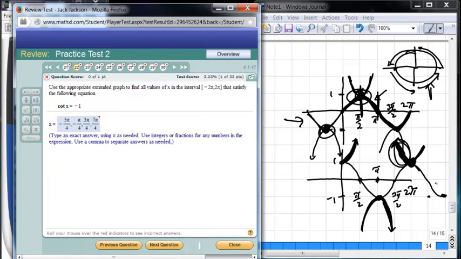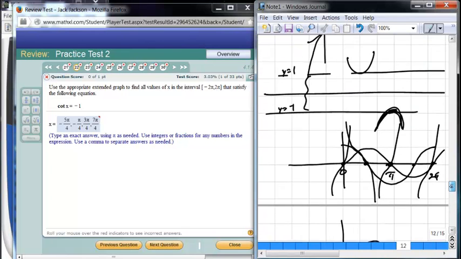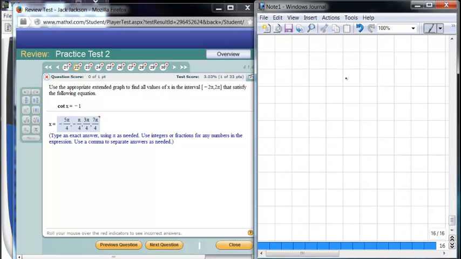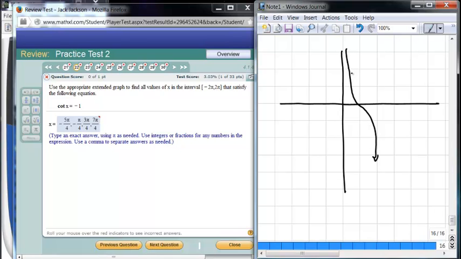Okay, so we want to look at cotangent equals negative 1. When does that happen? Where's the cotangent? Of course you can graph these on your calculator, but cotangent looks like this.